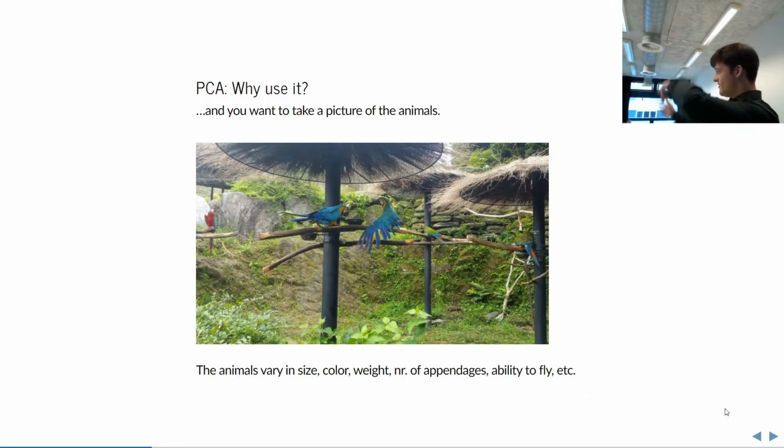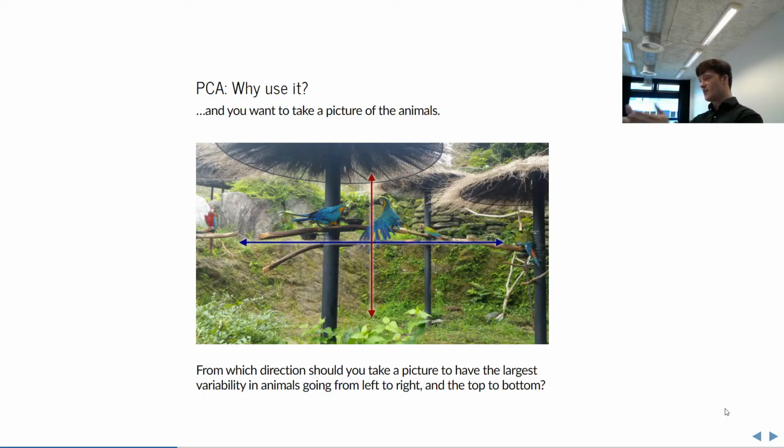From which direction should we take a picture such that we have the largest variance in animals in the x direction, and then the second largest variance in the y direction? So how can we get a very diverse picture of animals if we only get to take one picture? What angle should we move around the zoo, maybe from a helicopter or something, that we get this picture with the maximum variance? That's what PCA does.